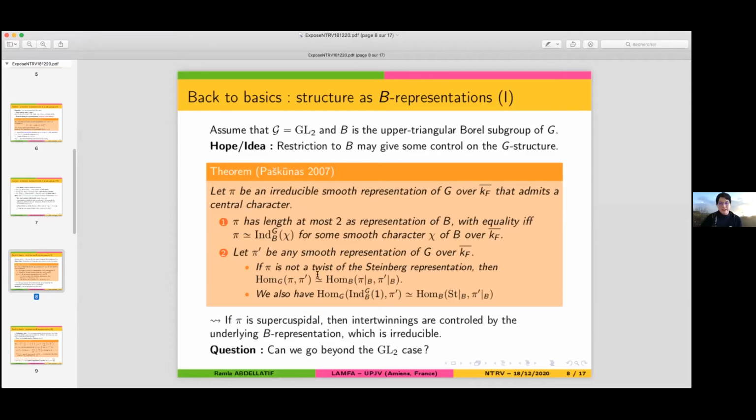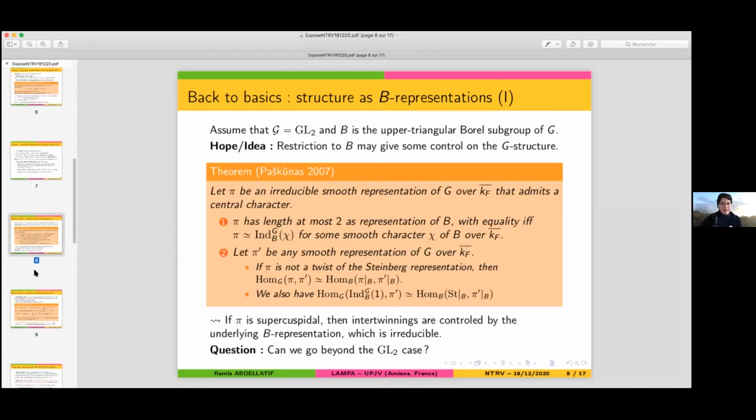But here our goal is, what can you say about supersingular representations? So it's point 1. If pi is supersingular, then the homomorphisms between pi and any pi prime are isomorphic to the B homomorphisms. So you can just look at the structure as a B representation, and I remind you that the first point tells you that pi restricted to B is still irreducible here, okay? So again, same question: can we go beyond the GL2 case? To see whether we can go beyond the GL2 case, you have to understand what is done in the GL2 case. So before I enter into more detail, are there any questions so far?